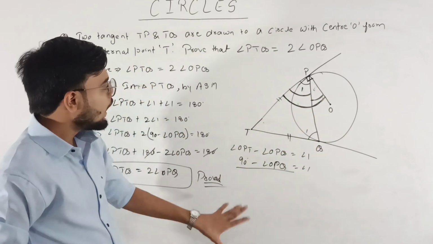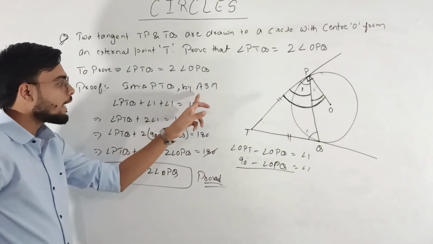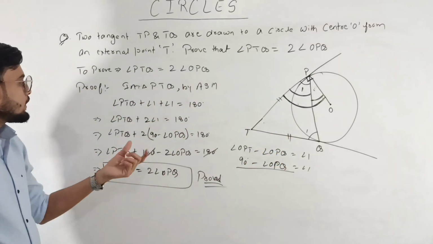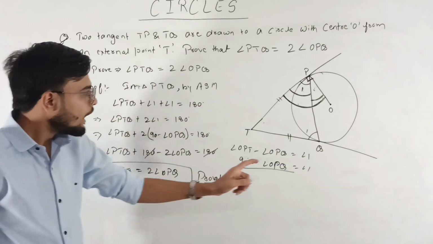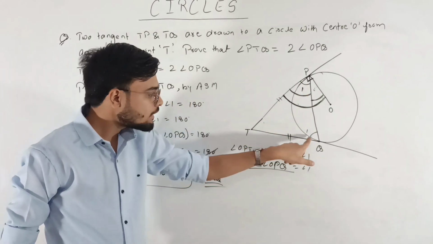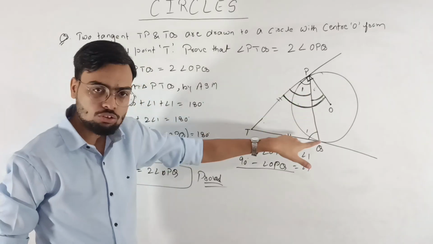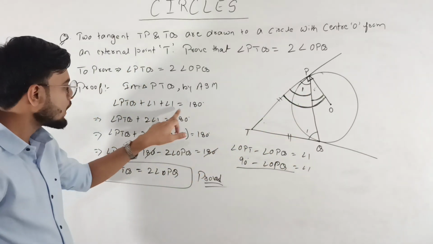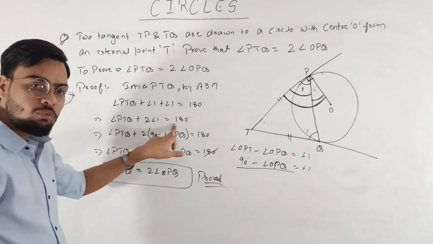So for this I consider triangle PTQ. In triangle PTQ I use the angle sum property, which says the sum of all angles is equal to 180 degrees. So angle PTQ plus, I name this angle as 1 and this angle is also 1. Why? Because these two sides are equal, so these two angles are also equal. So angle PTQ plus angle 1 plus angle 1 is 180 degrees, which means angle PTQ plus 2 of angle 1 is 180 degrees.